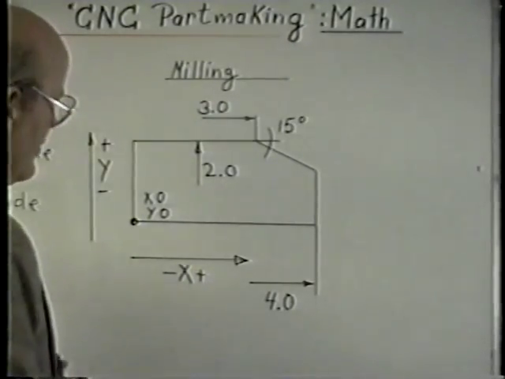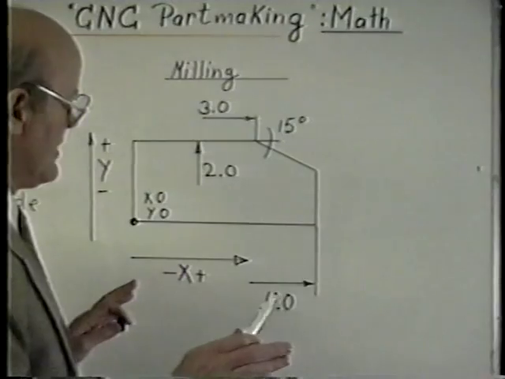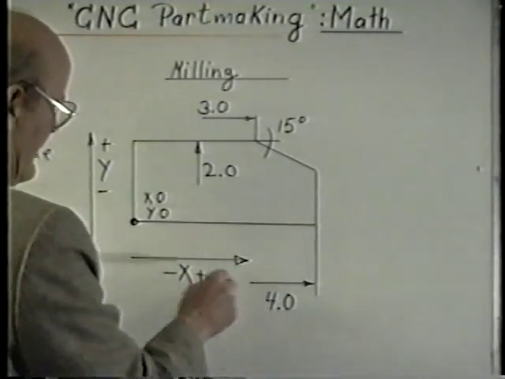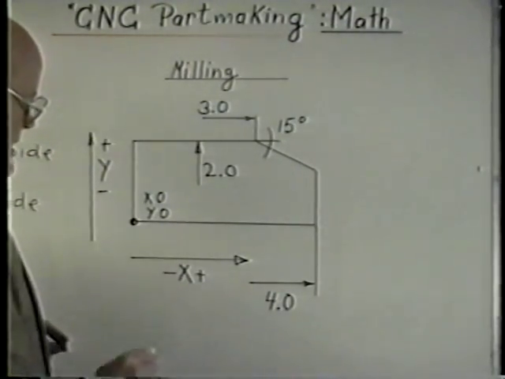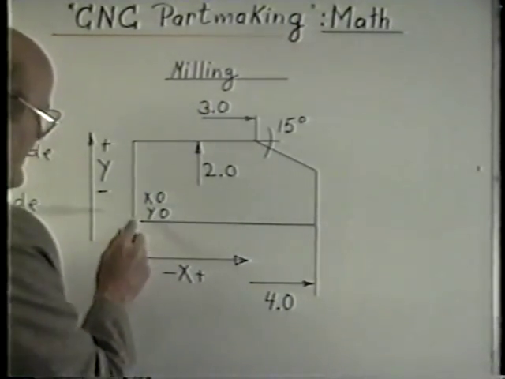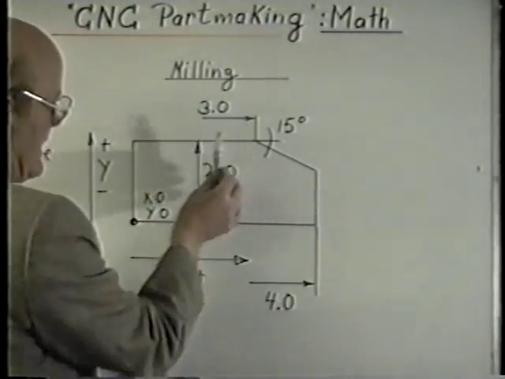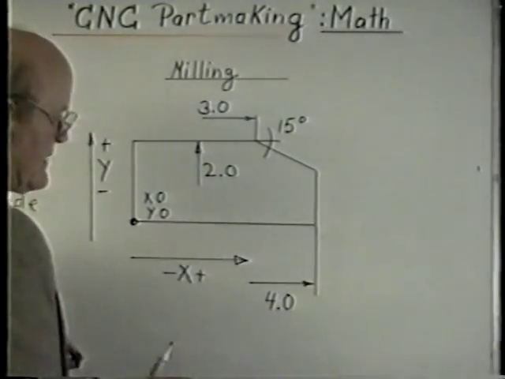First of all, the mill coordinate system: if you're standing in front of a milling machine, like picture a Bridgeport, sideways is always called the X direction. The numbers get bigger in that direction, and I have it laid out that this will represent 0. This is a 3-inch dimension, and this is a 4-inch dimension.